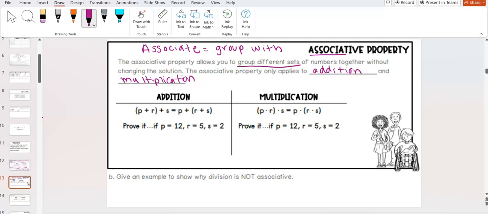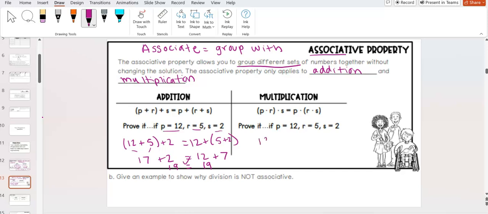Okay, so again, we're going to prove it. We're going to replace these letters with the numbers they represent. They're using the same values. So we know that P is 12, R is 5, and S is 2. And then we're just looking at these parentheses. If I do order of operations, 12 plus 5 gives me 17, plus 2 is 19. And 12 plus the quantity 5 plus 2 is 7, so 12 plus 7 is 19. Again, I'm going to get 19 equals 19, and that is true. So it doesn't matter how I group it. My addition problem is the same.